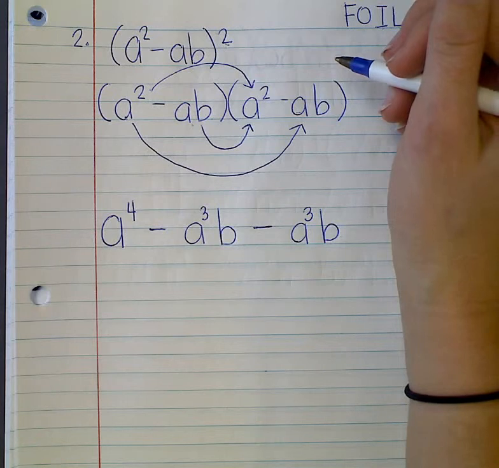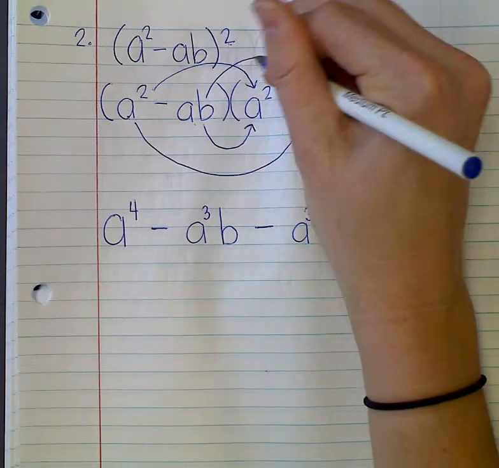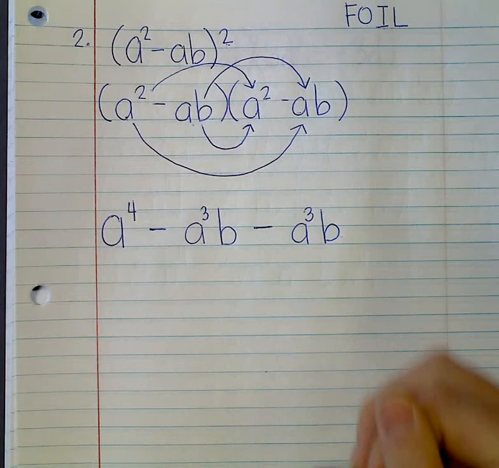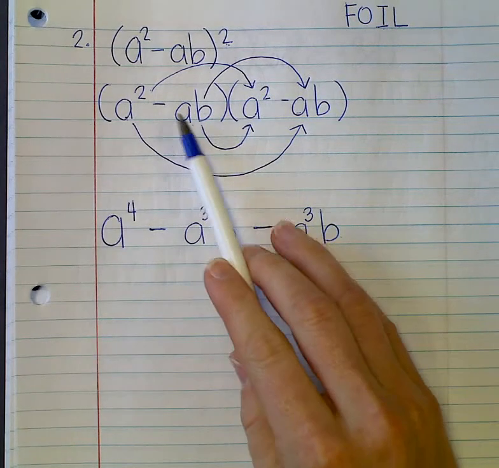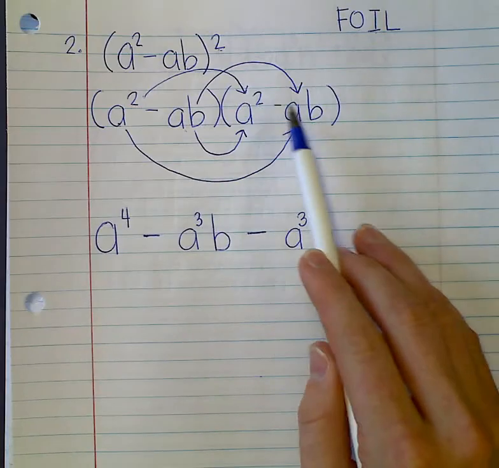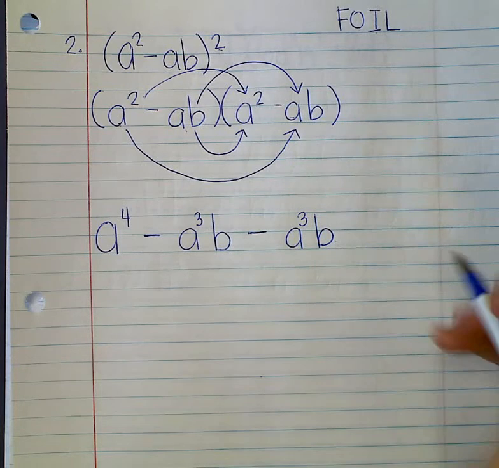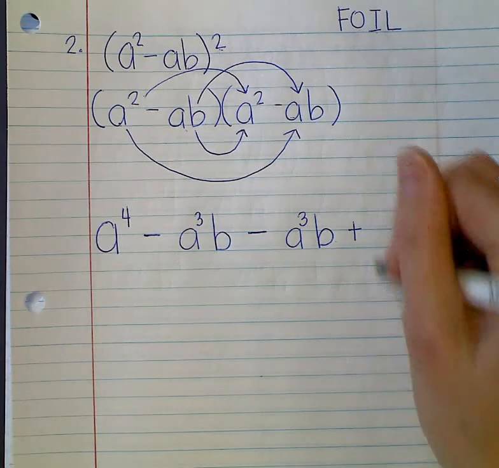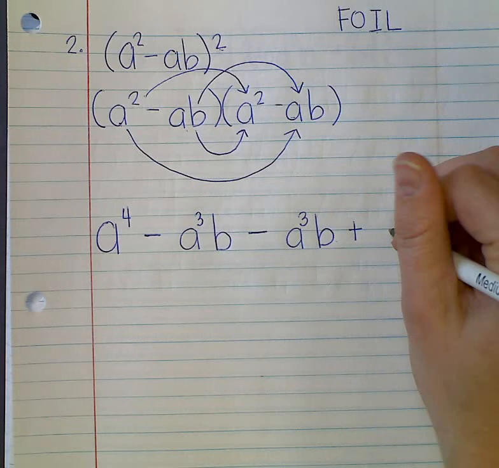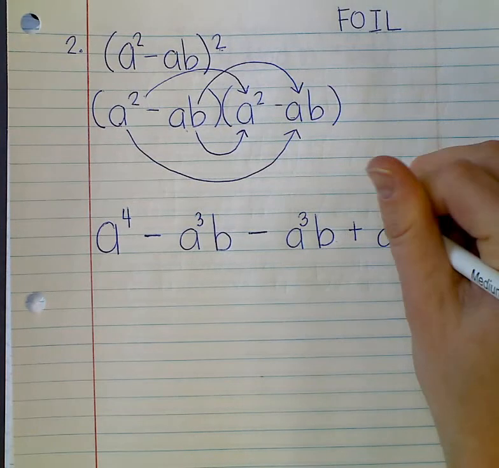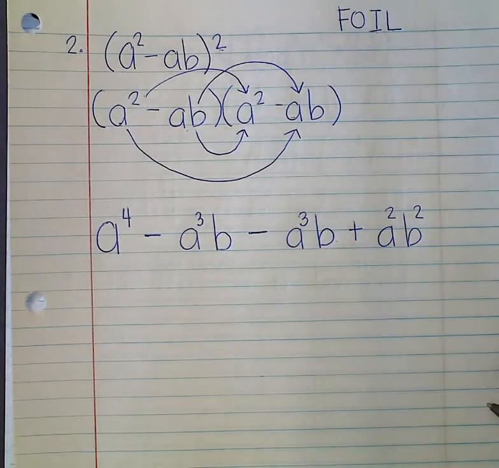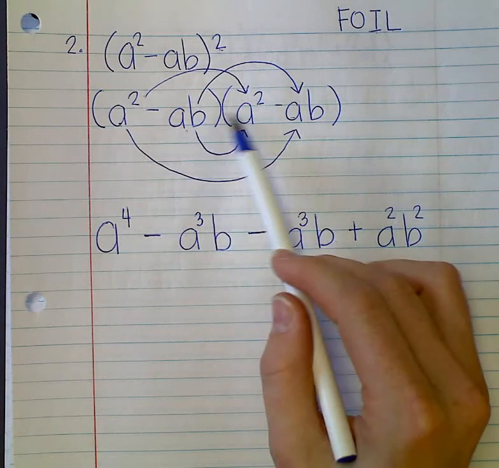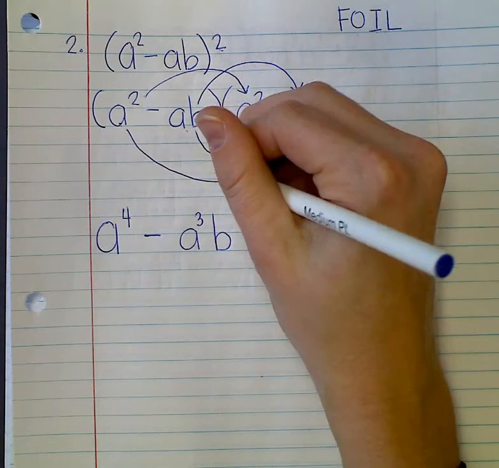L stands for last terms. I multiply negative ab times negative ab. A negative times a negative is a positive. Keep my bases and add my exponents. Notice that we made our little man face, but we have to remember his little dimple of a plus sign.